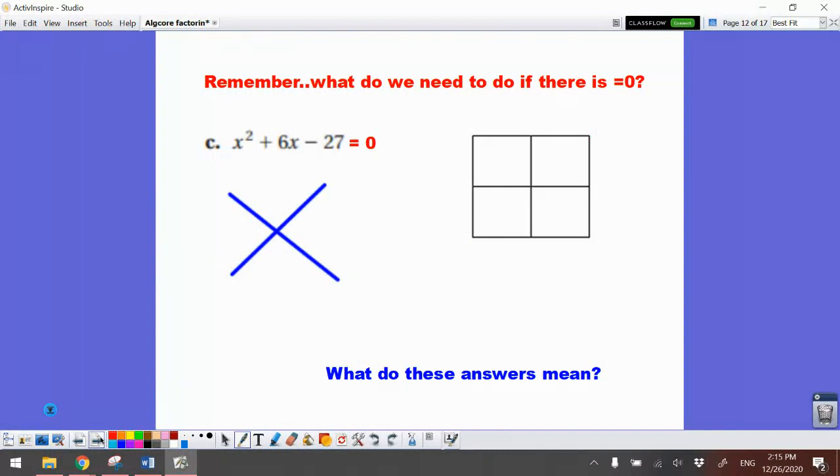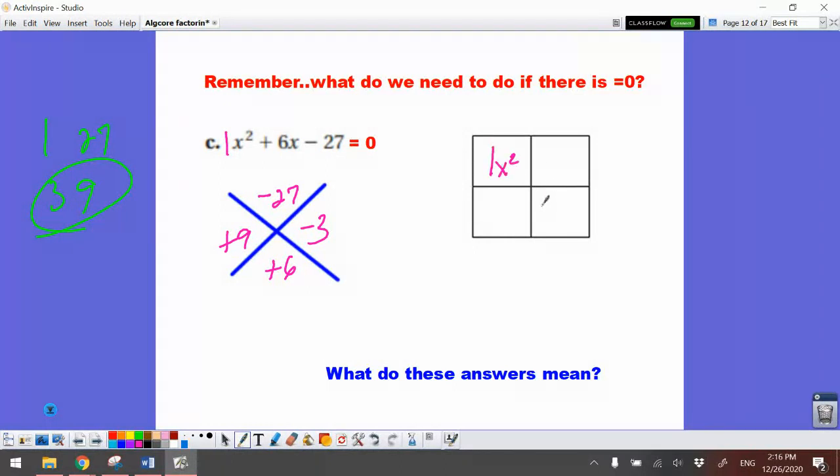Okay, so again, refresh my memory. What do I do if there's 0? Yeah, it's pretty much the same process. I just have to solve. So let's go ahead and do this one, and we'll take this all the way since it's equal to 0. So 1 times -27 is -27, and I need a +6. So factors of 27, oh, there's not very many. 1 and 27, 3 and 9. So I'm going to be using the 3 and the 9. I need a +9 and -3, and that would be how I would come up with a +6.